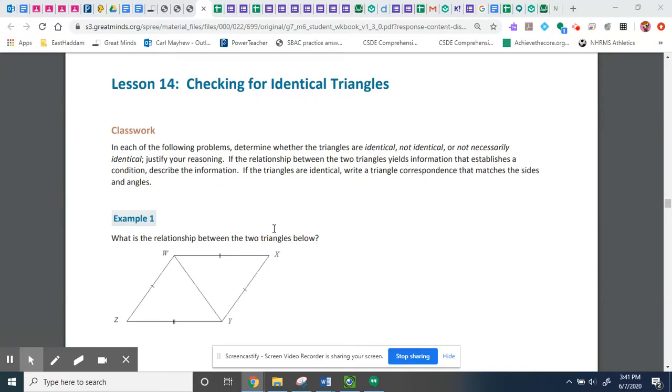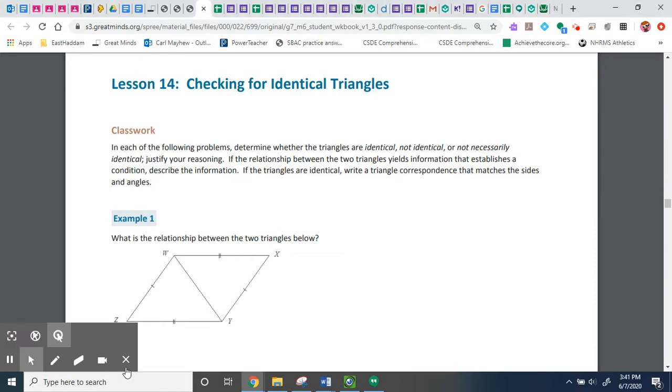Today, we're going to be talking about lesson 14. That is in your digital copy of the book, so feel free to follow along in that, but you can also just follow along with watching what we're doing here. What we're looking at today is whether we can determine whether two triangles are identical, not identical, or if we have enough information to determine whether the triangles are identical.